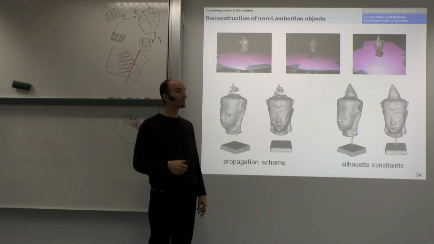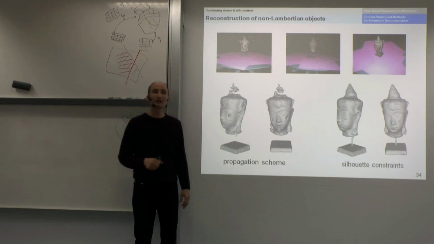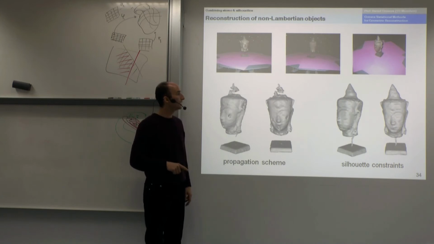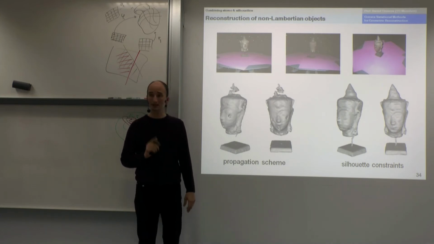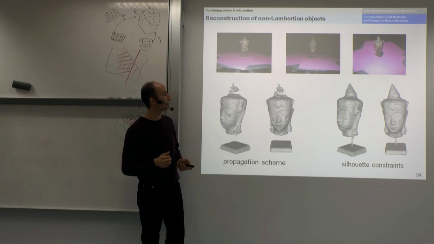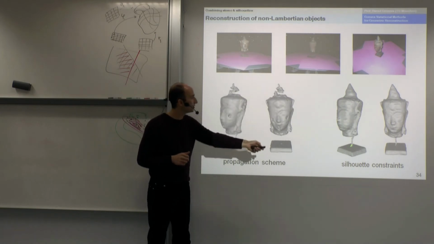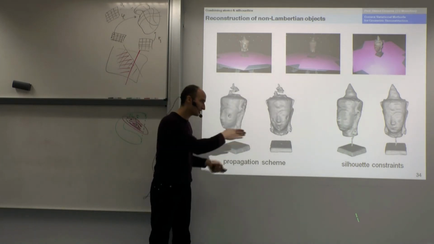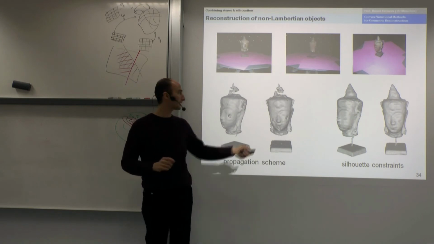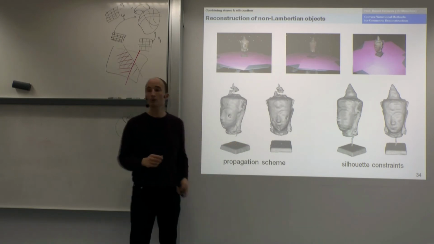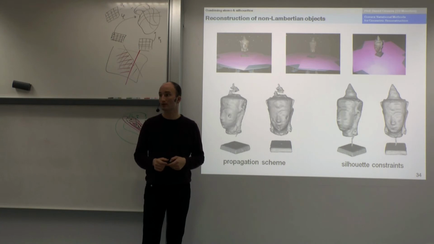Here's the approach with the silhouette consistency. It gives a much nicer reconstruction. It also uses photoconsistency, but in addition it uses silhouette consistency, and it knows that there should be object along these rays, so even fine scale structures such as this one will be preserved in the reconstruction.